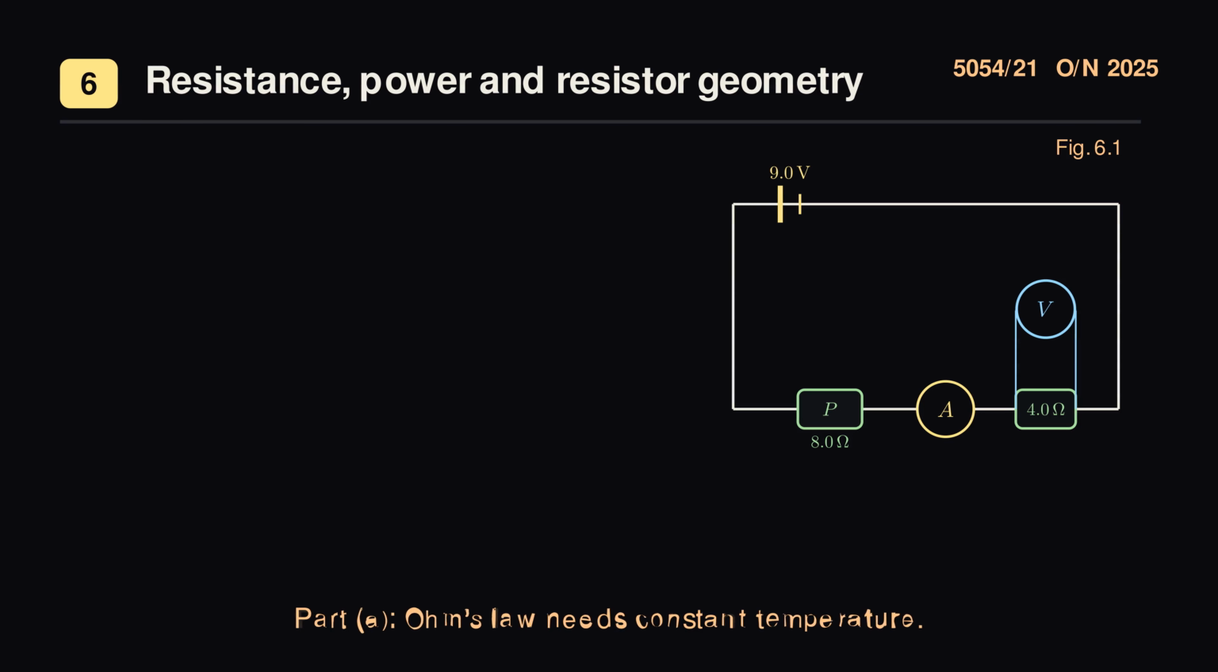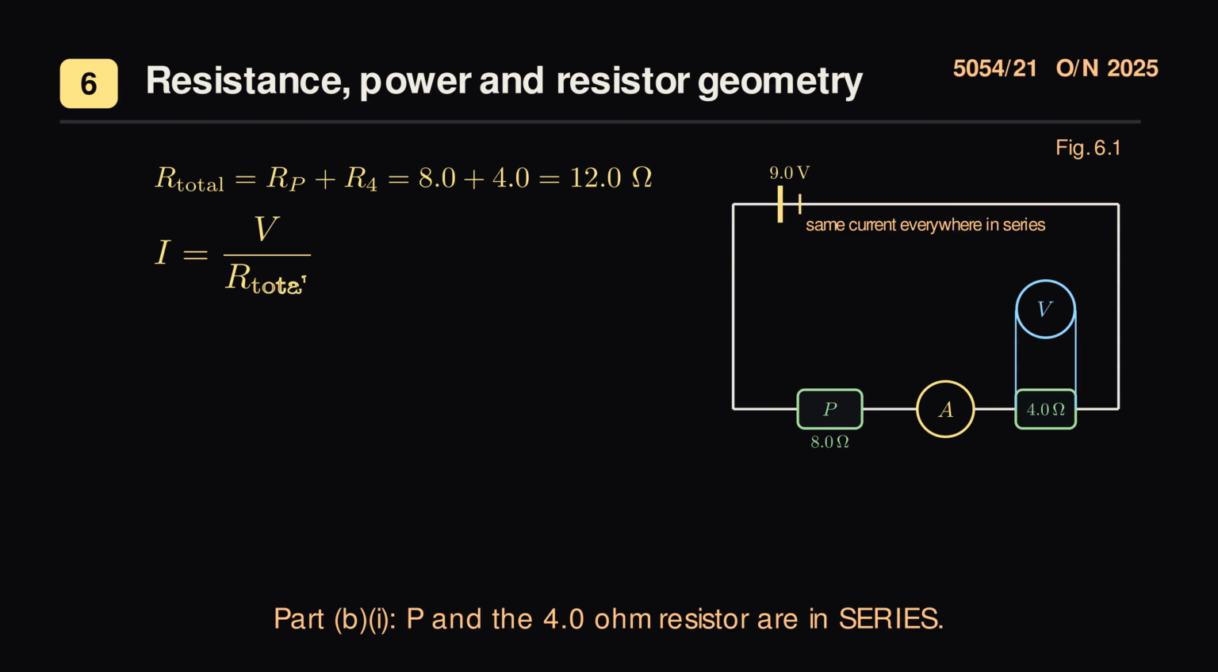Part B, Part 1. P and the 4-ohm resistor are in series, so their resistances add. The total resistance is 12 ohms. Using I equals V over R, the ammeter reads 0.75 amps.